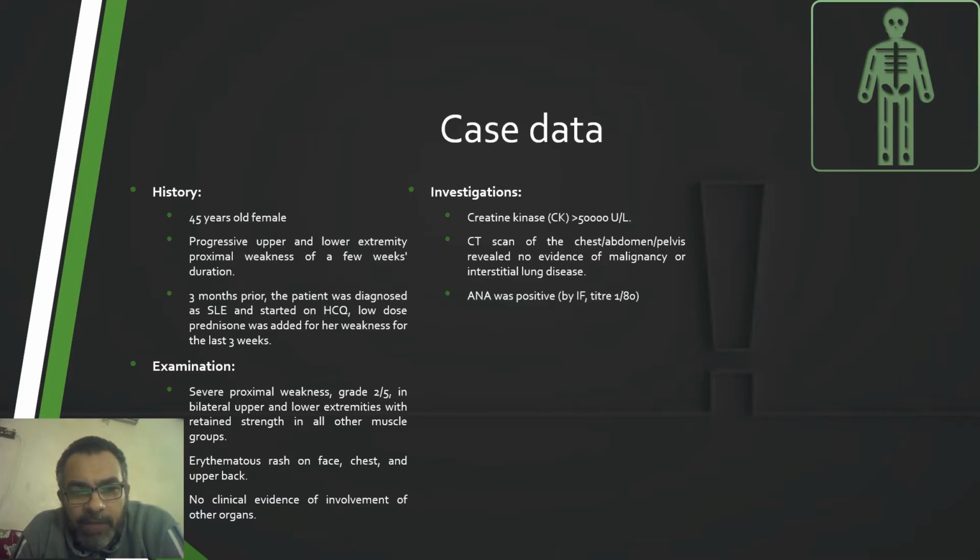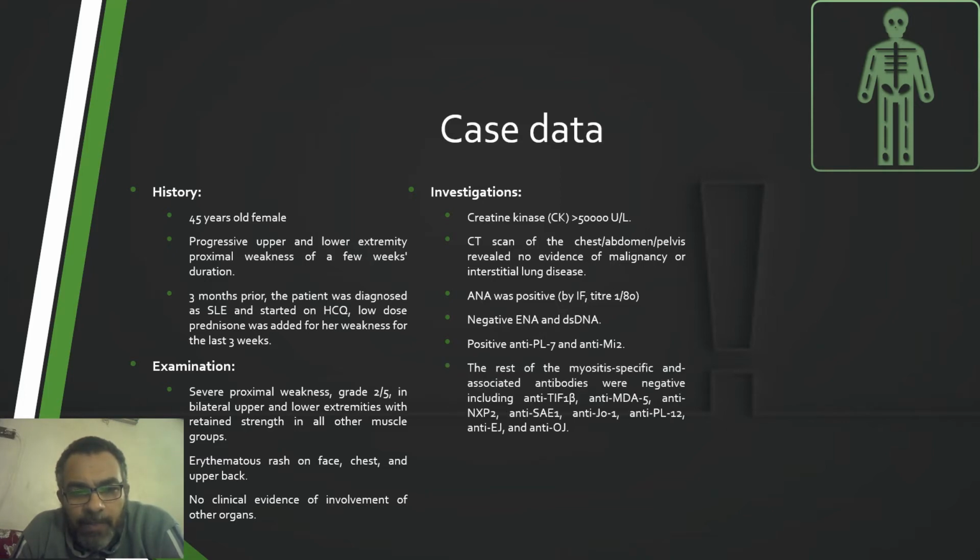ANA was positive by immunofluorescence with a titer 1/80. Negative ENA and anti-double-stranded DNA, but positive anti-PL7 and anti-Mi2. The rest of myositis-specific and associated antibodies were negative, including anti-TIF1 beta, anti-MDA5, anti-NXP2, anti-SAE1, anti-Jo1, anti-PL12, anti-EJ, and anti-OJ.